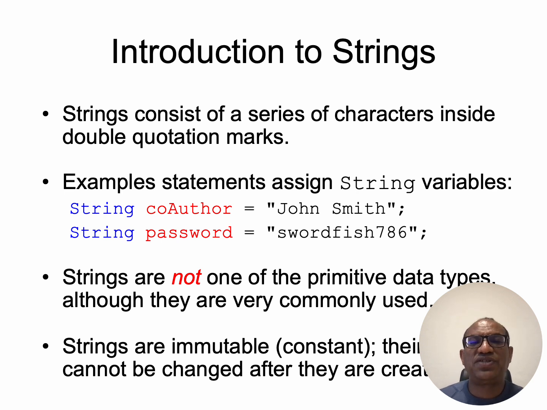Unlike primitive types, strings are a different kind of data type in Java. They store multiple characters and are written inside double quotes. For instance, String coAuthor, John Smith within double quotation marks. password, swordfish786. And strings are immutable in Java, meaning their values cannot be changed once created.